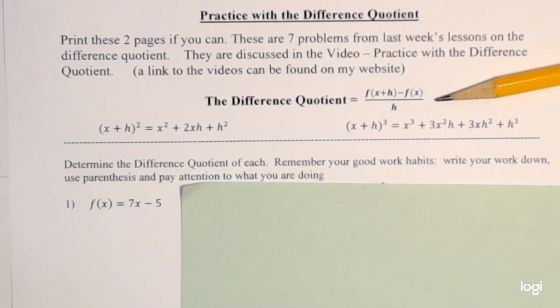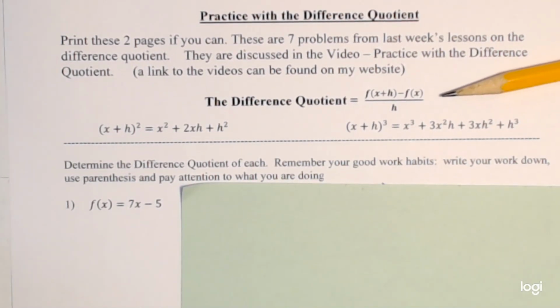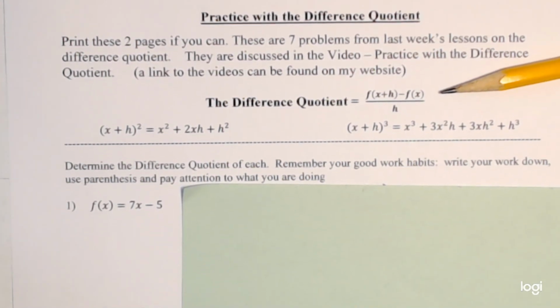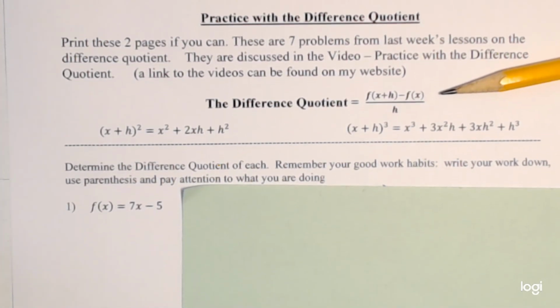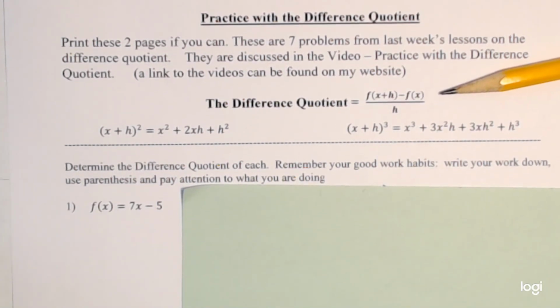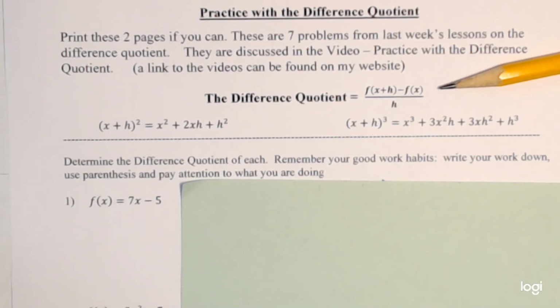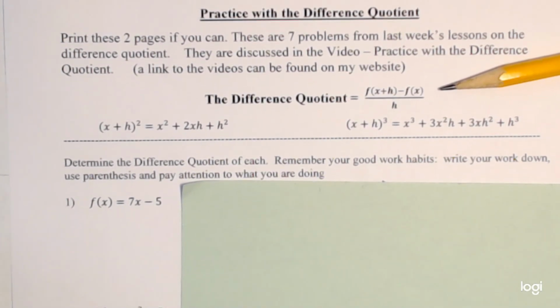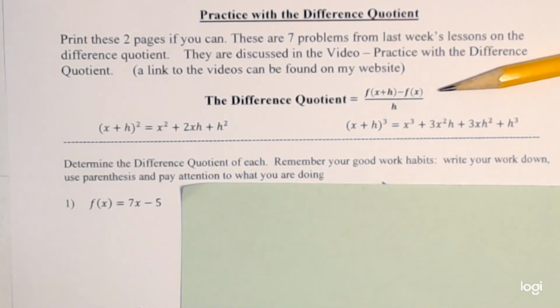Okay, here's our difference quotient function: f of x plus h minus f of x, all divided by h. As you work on difference quotients, remember from last week, ultimately that h value is going to cancel. There should be a way to factor or find an h in the numerator. Once the h's cancel, you've simplified your difference quotient.